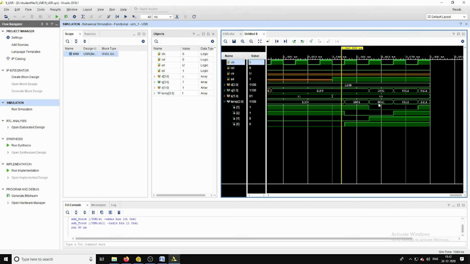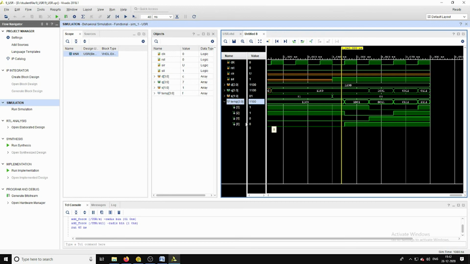The next value is 0 0 1 1, next 0 1 1 1. See, in this way the operation continues. The same temporary signal will be transferred to the output signal Q with respect to this clock event. In the next clock cycle, the temporary value is going to be assigned to Q.